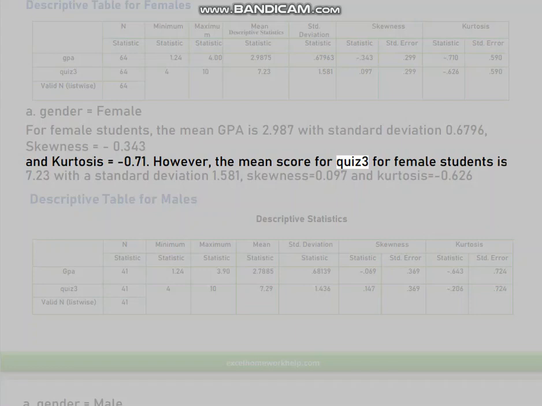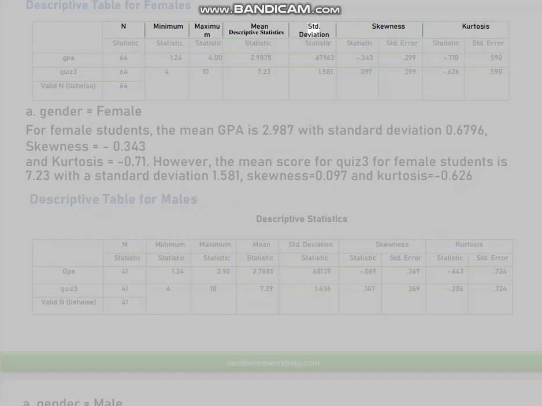However, the mean score for Quiz 3 for female students is shown in the table. N, minimum, maximum, mean, standard deviation, skewness, kurtosis, statistic, standard error. GPA: 64, 1.24, 4.00, 2.987, 0.6796, skewness -0.343, standard error 0.299, kurtosis -0.710, standard error 0.590. Quiz 3: 64, 4, 10, 7.23, 1.581, 0.097, 0.299, -0.626, 0.590. Valid N, listwise, 64.